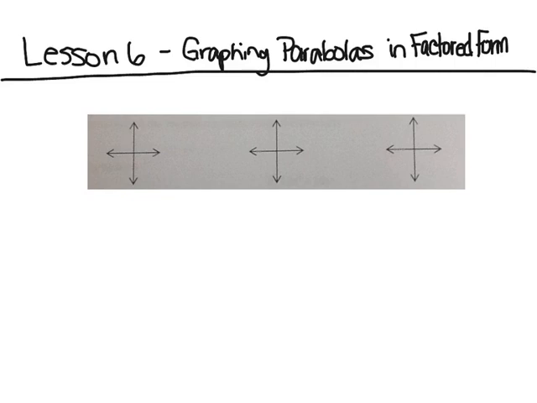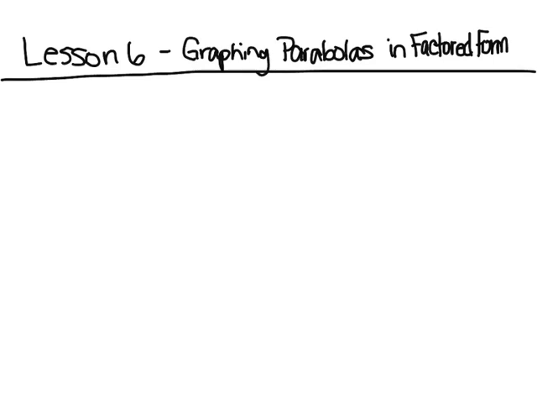Lesson 6, Graphing Parabolas in Factored Form. So first, to just review our possible number of intercepts, you could have 0, you can have 1 where it touches the line, or you could have 2. And factored form is y equals a, x minus x1, and x minus x2. And x1 and x2 are our factors.